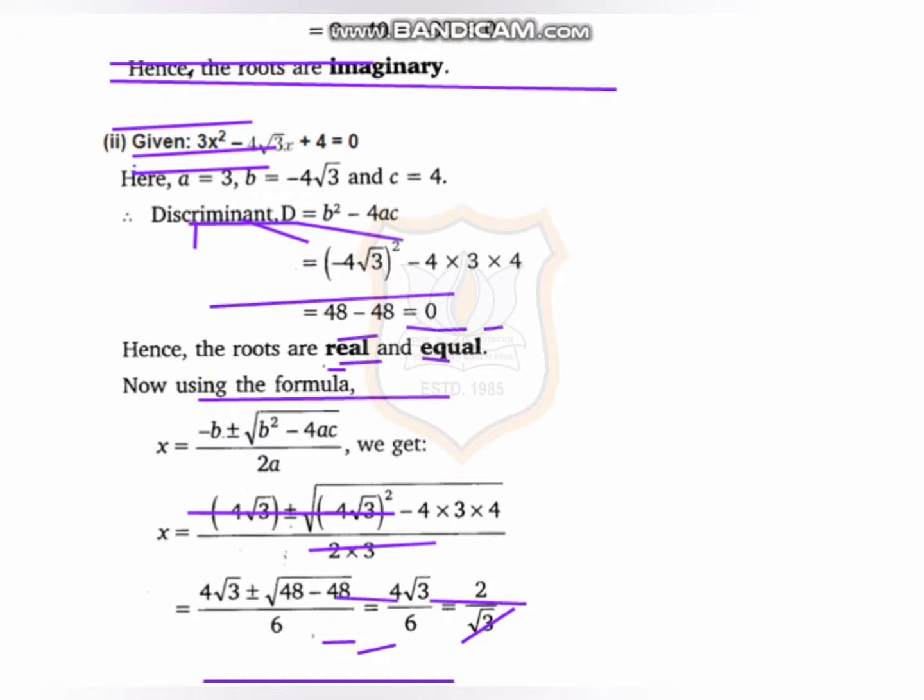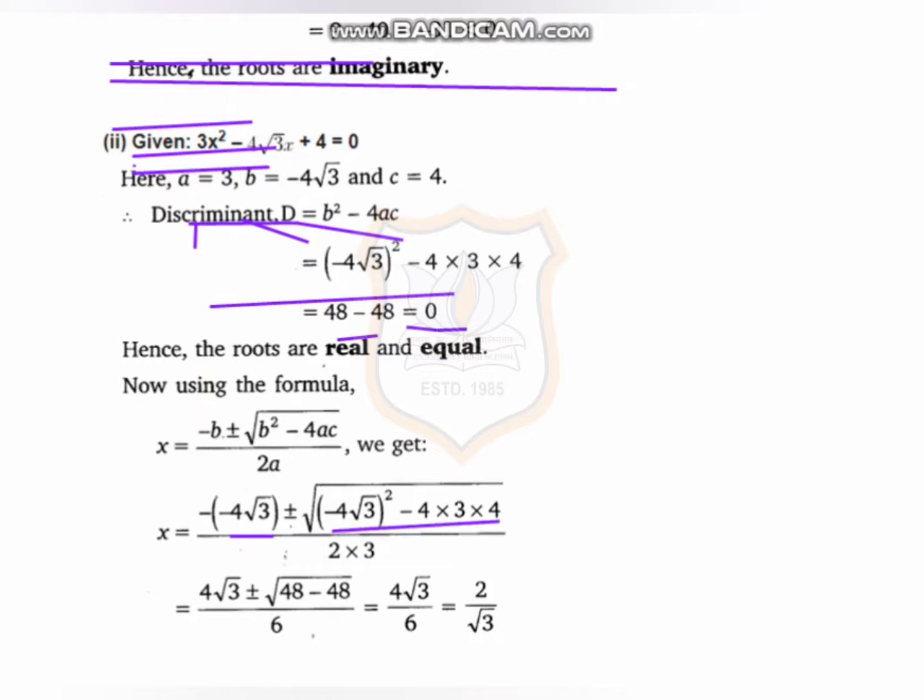So by using the formula, we know that the formula is minus b plus minus under root b square minus 4ac upon 2a. By putting the value, we can find the roots. We know that minus b is minus 4 root 3 and b square minus 4ac, that we know delta is 0, so this cancels out. So 4 root 3 upon 6 equals, 4 and 6 cancel out. We can reduce it. So we get 2 by root 3.